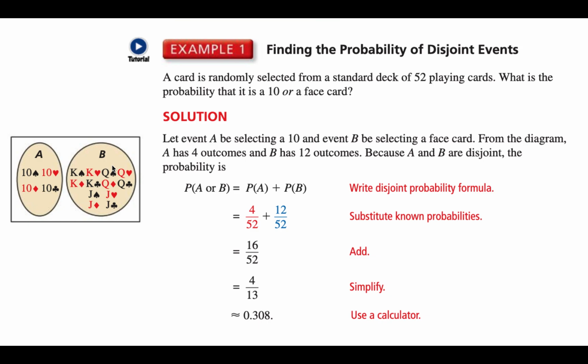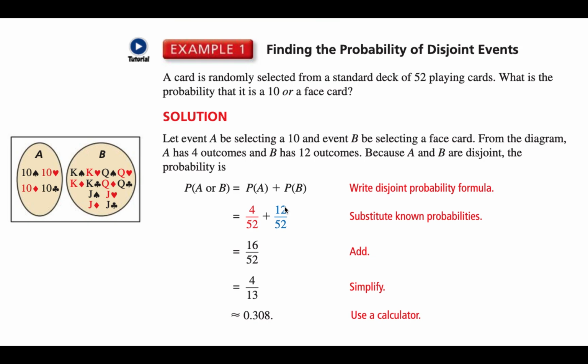So if we're asking what's the probability that it's a 10 or a face card, we add together the probability of A and B, and we don't have to worry about any sort of third term. 4 out of 52 is the probability that it's a 10 because there are 4 10s in the deck, and the deck contains 52 cards.